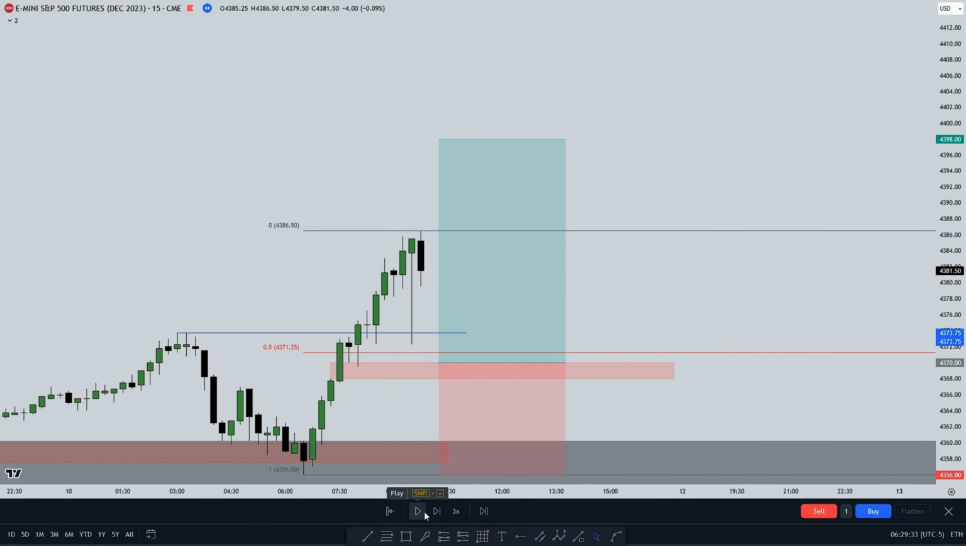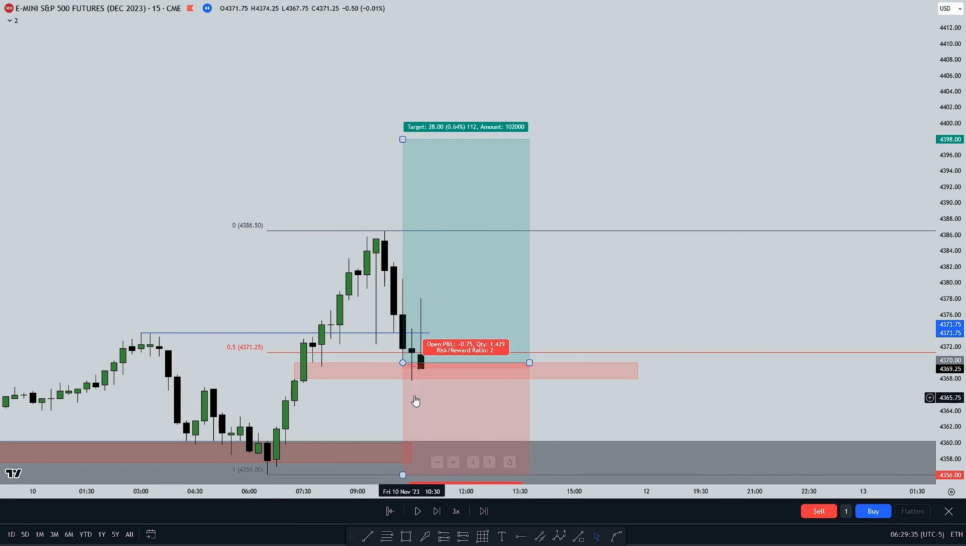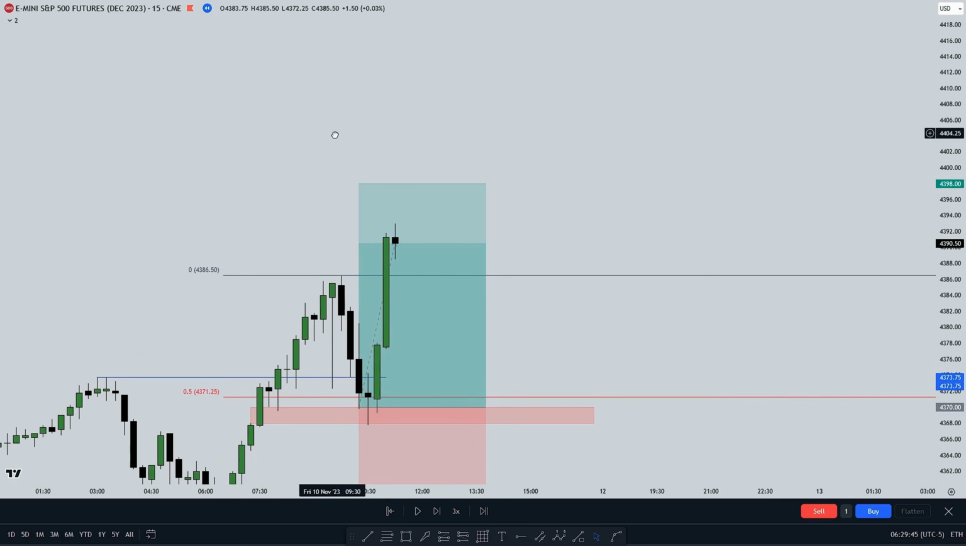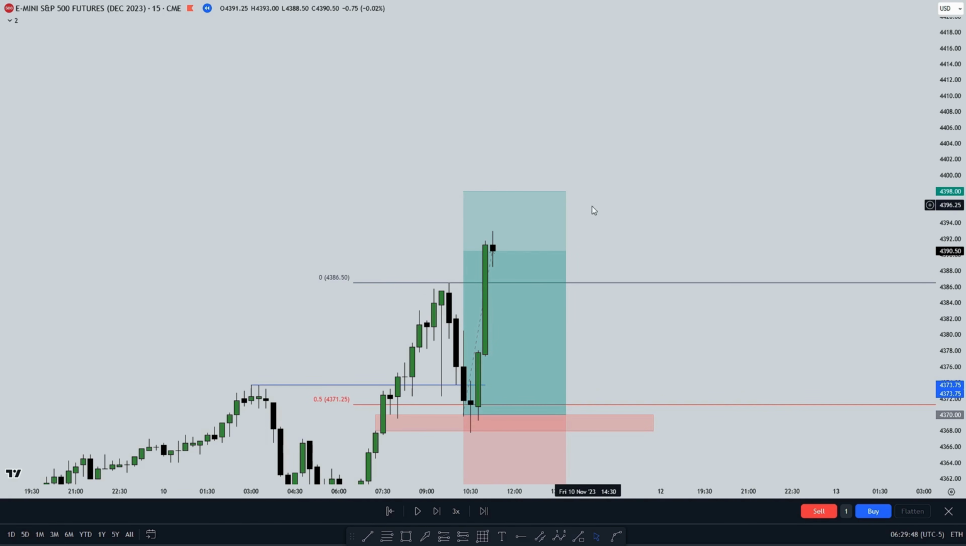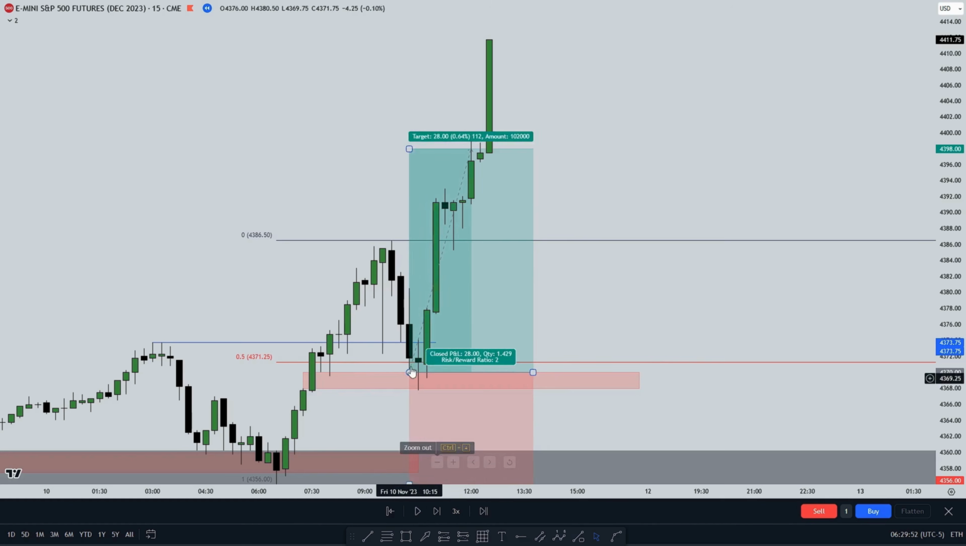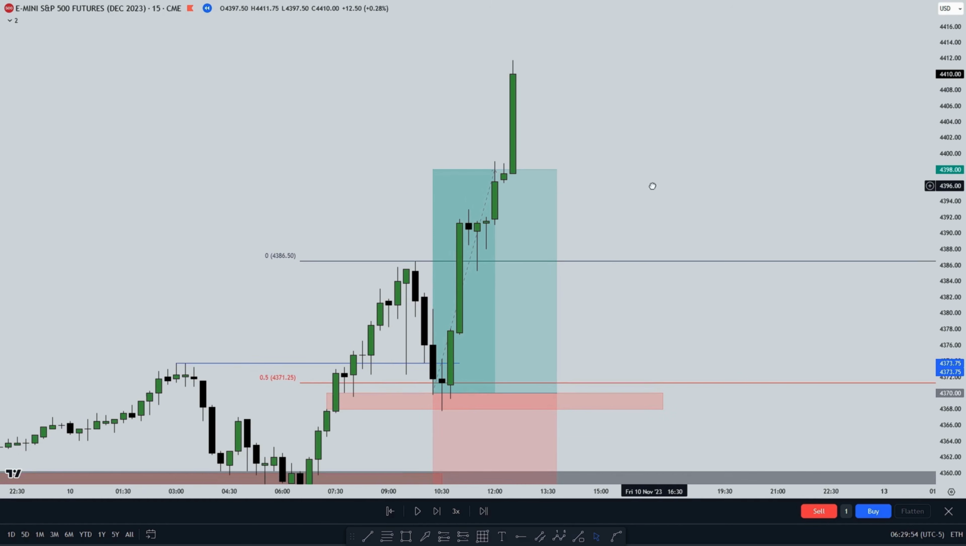So now let's see what happens. So right here we touch the fair value gap, and it's important that we don't close below the fair value gap. We end up taking out this high, so let's see if we can also get the 2 risk reward ratio. And we end up getting the 2 risk reward ratio.